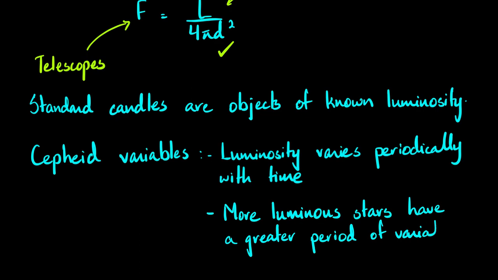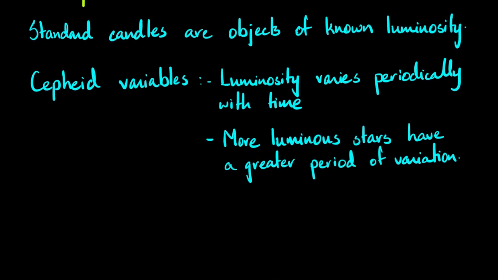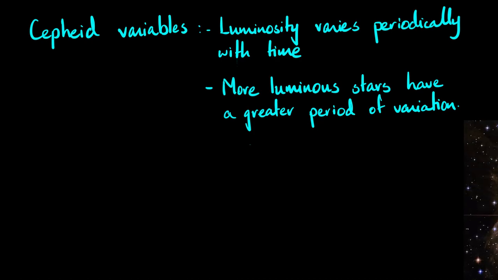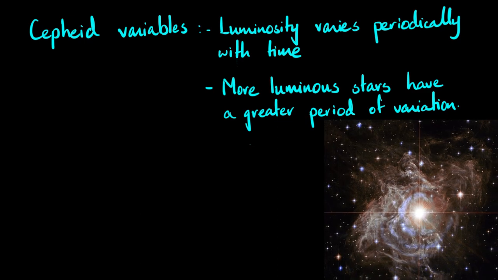Now, at the end of A2, we obviously know what periodic means. So this luminosity, this brightness, is changing periodically. What this means is that after a certain time it has the same brightness again. Let me show you an example of this. This star is a Cepheid variable and it's in our Milky Way galaxy.